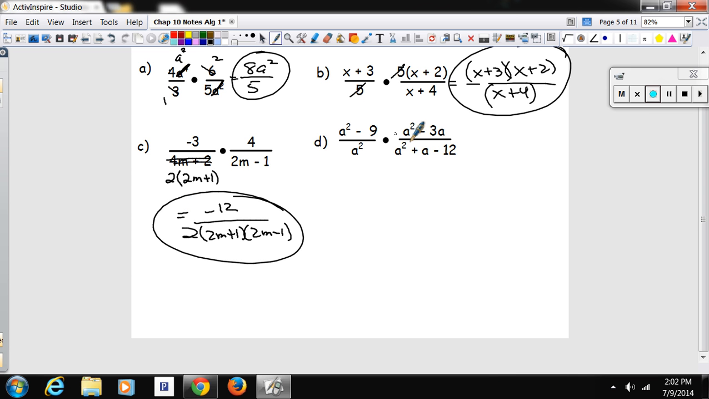Letter D, you need to factor first. A squared minus 9 can be a minus 3 and a plus 3. The a squared minus 9, this is a times a, this is 3 times 3, and it's got to be a minus and a plus. You factored that one. This one right here, you could take out an a. They both have a in it. So you'll be left with a minus 3.